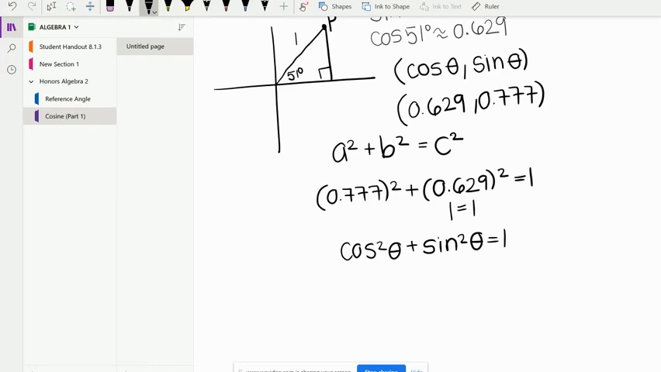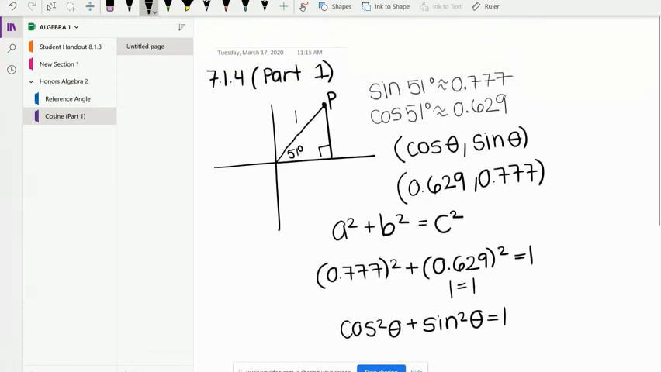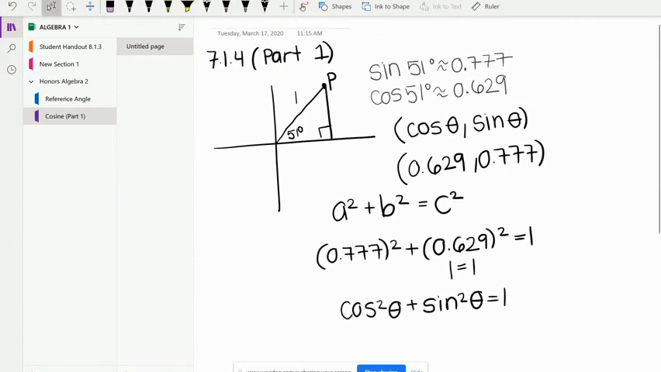So that was kind of the main idea from section 7.1.4, is just realizing that cosine is the horizontal distance from the y-axis, where sine is the vertical distance from the x-axis. And given sine, you should be able to find cosine in the unit circle by either finding that other angle, or you could just use the Pythagorean identity.